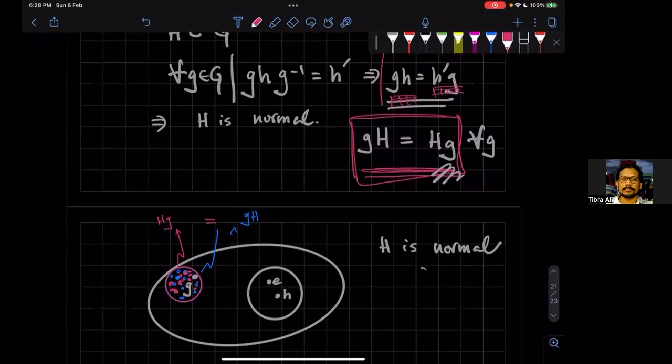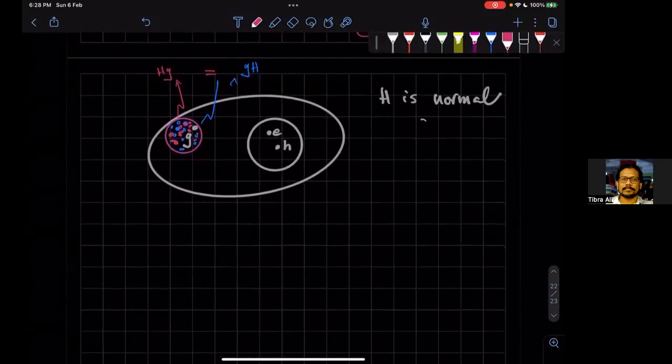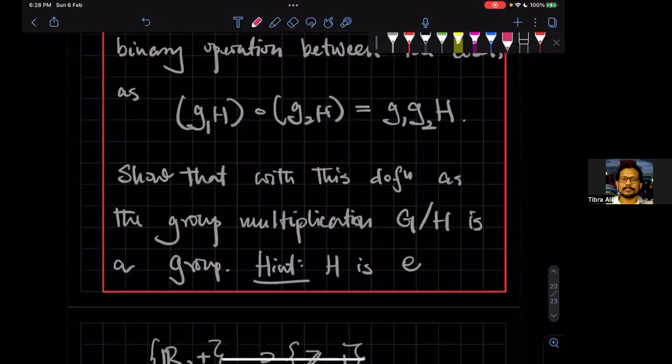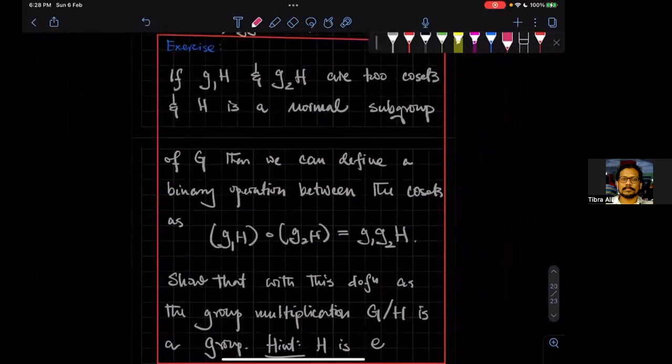Okay, so shall we carry on? Okay, so I want to give you a quotient group. If H is a normal subgroup, then under this multiplication, it's a quotient group. Okay, got it.